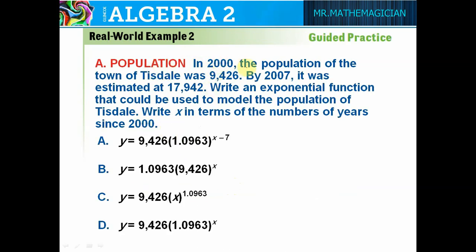Now, in 2000, the population of the town of Tisdale was 9,426. By 2007, it was estimated at 17,942. Write an exponential function that could be used to model the population of Tisdale. Write x in terms of the number of years since 2000.